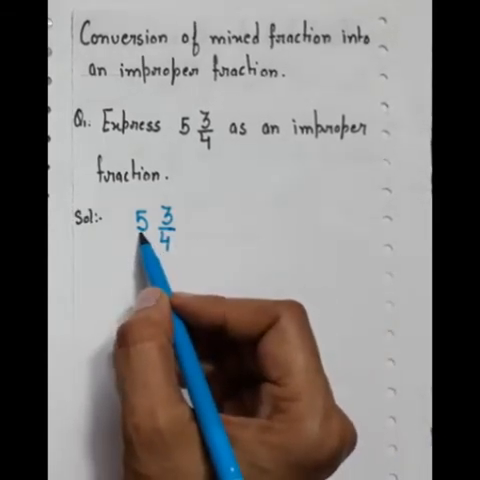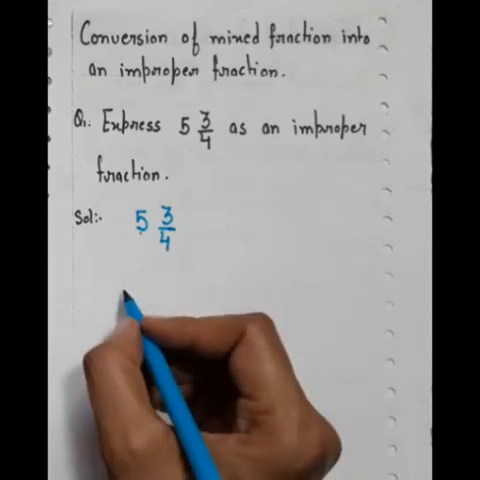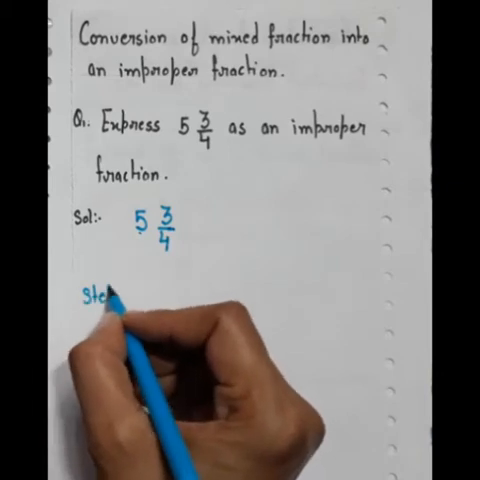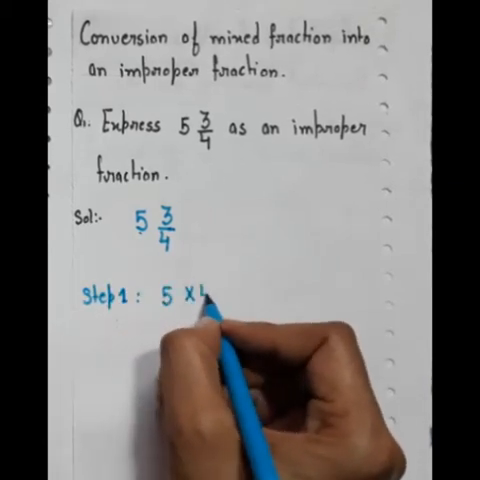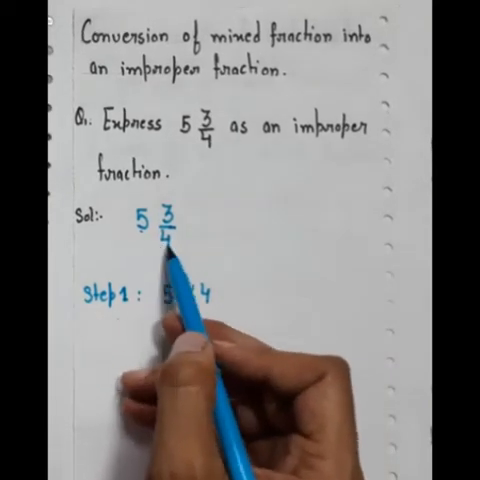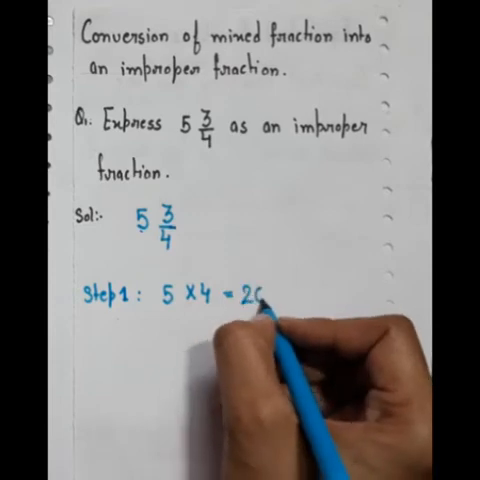This is your whole number part. You have to multiply this with the denominator of the fraction. Okay. So your first step is you have to multiply these two. So you will write 5 into 4. Okay. You have to multiply these two, the denominator with the whole number part. So it is coming 20.